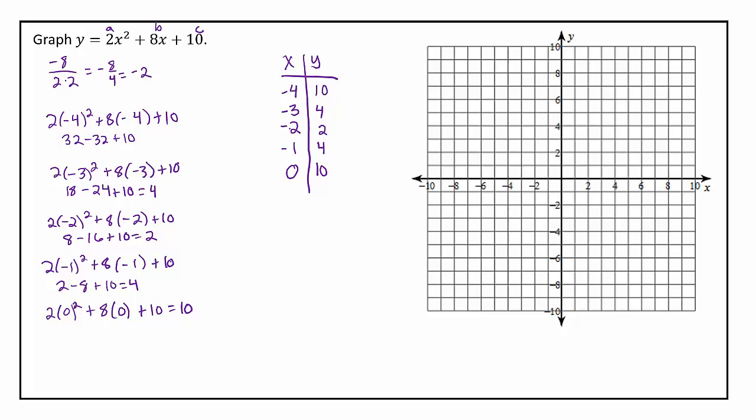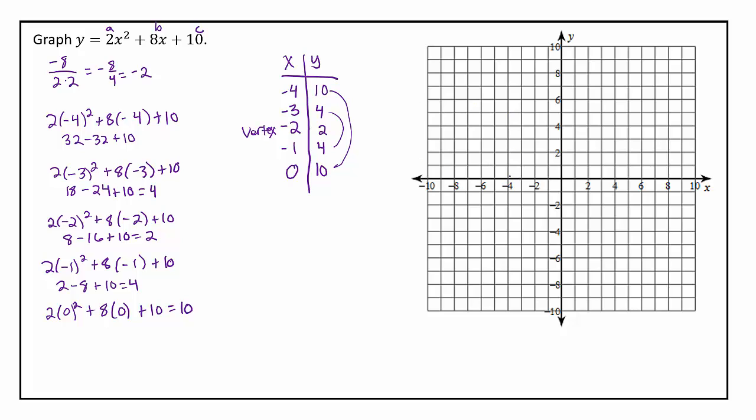And so if the middle is the vertex, if the numbers that we pick are equal distance from negative 2, like negative 3 and negative 1 are both 1 away from negative 2, then these two numbers should be the same. If negative 4 and 0 are both the same distance from negative 2, these should be the same numbers. That's the axis of symmetry at work.